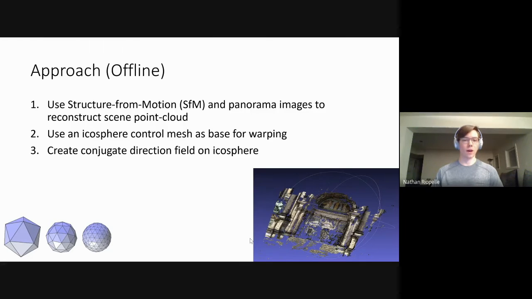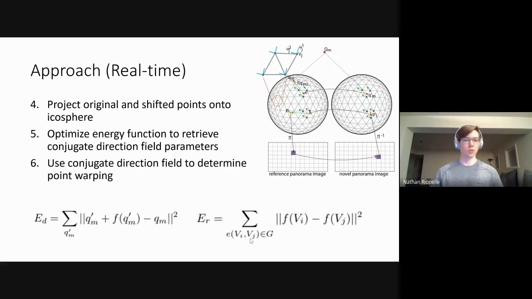we wanted to warp, and defined a conjugate direction field on the surface of the icosphere that we used to parameterize our warping. During the real-time portion, we took our 3D point cloud and projected it onto the surface of the sphere. We also took our point cloud and then shifted it based on the translations of our headset, and we projected the shifted points onto the control sphere as well. These are the points Q and Q M prime for the non-shifted and shifted points respectively. We then optimized an energy function given by the two equations below to retrieve the optimal conjugate direction field parameters that were used to parameterize how much each point moves over the surface of the sphere during the warp.